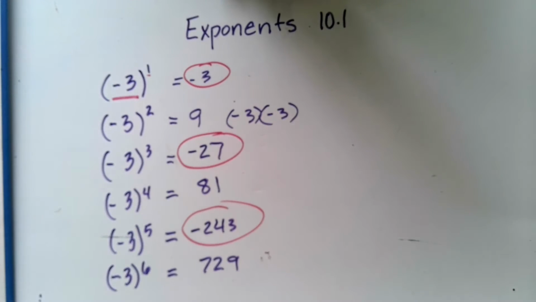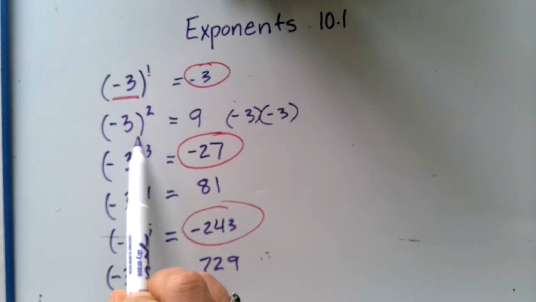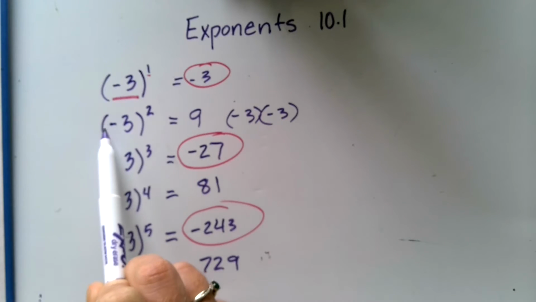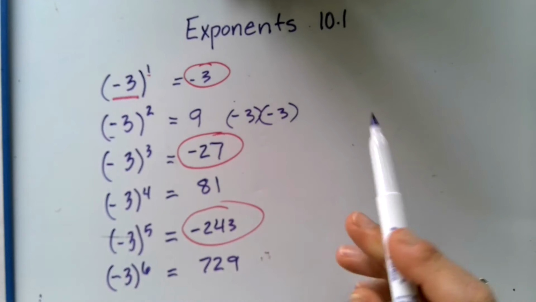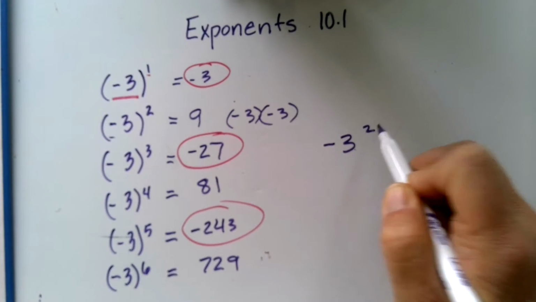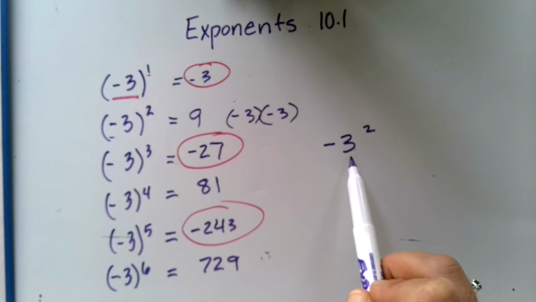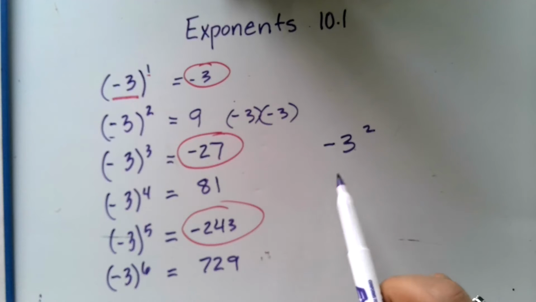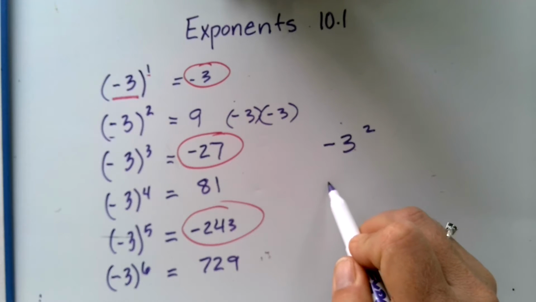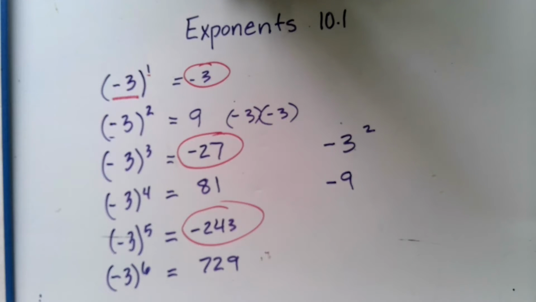One other quick piece of notation I want you to know is that when you have a negative number inside parentheses, that tells you that the negative number is multiplied times itself. But if I just had negative 3 squared, that negative does not necessarily attach to the 3. We're going to do 3 squared, and our answer is going to be negative no matter what. Okay, so this would just be a negative 9. That would be our answer.